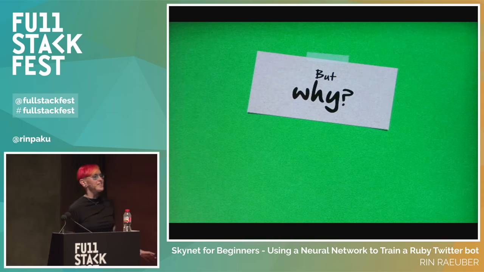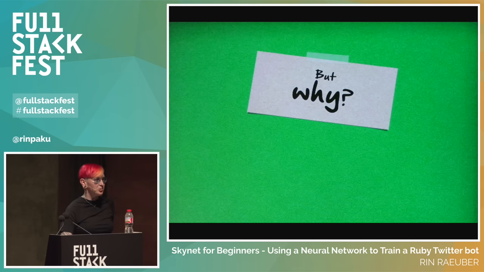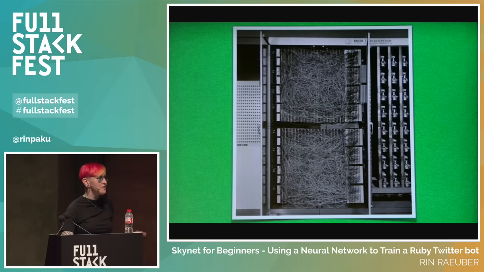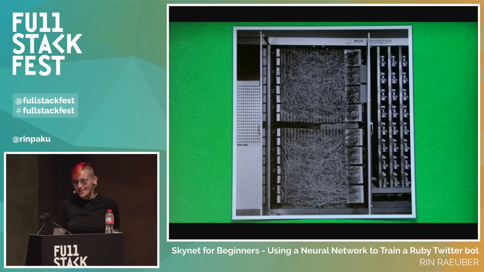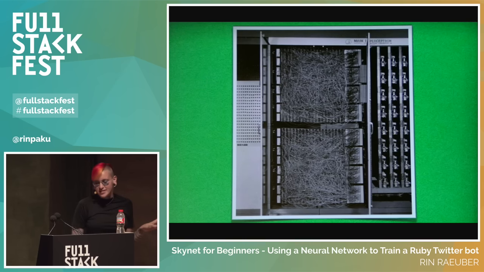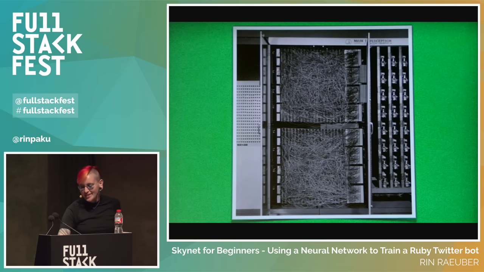Before I start, why am I talking about neural networks? I mean, this whole concept is really old. Actually, it's older than my grandma. This thing is an artificial neural network implemented in hardware, and it was built in 1957 by a dude called Frank Rosenblatt. And I think Aaron ranted about the Rails middleware stack earlier, but try debugging this.